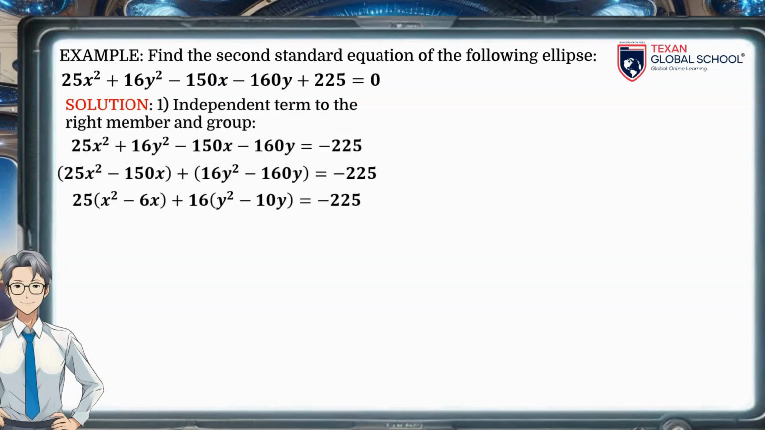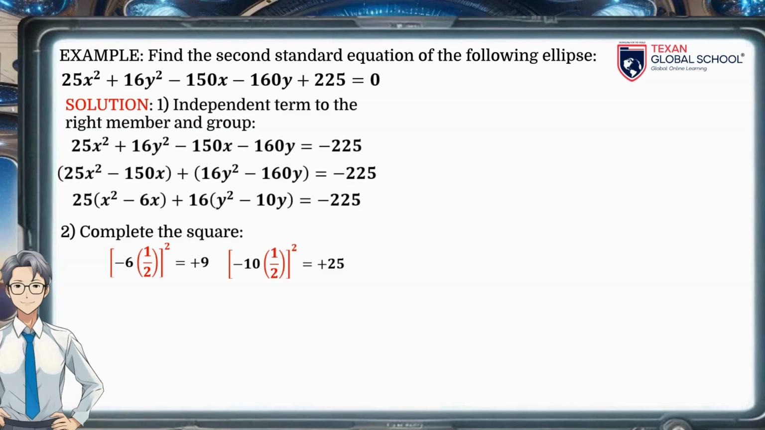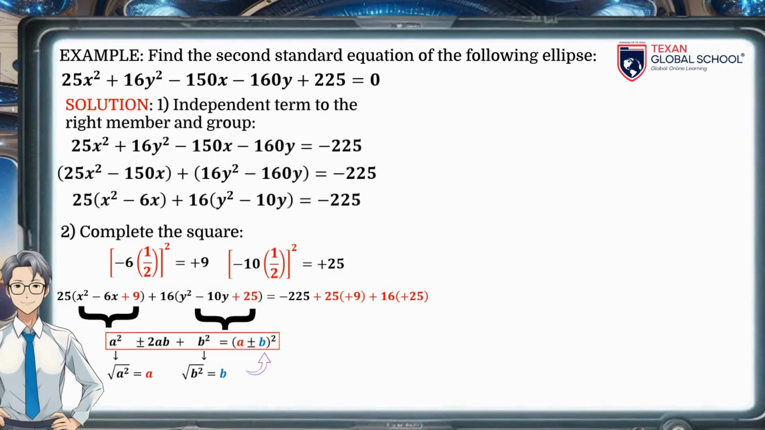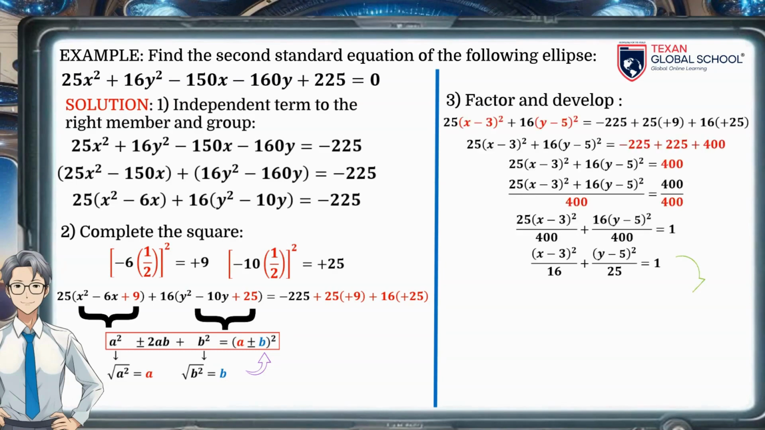Now multiply the numerical coefficient of the linear terms, -6 and -10, by 1/2 and square each result. The values obtained are added to both sides of the equation. Remember that in order not to alter the equation, you must add, on the right side, each value multiplied by the common factor. In this way, two perfect square trinomials are obtained and the equation is not altered. Factor each perfect square trinomial as a square of a binomial. So the equation is developed, obtaining the same second standard equation of the ellipse seen in the previous exercise.